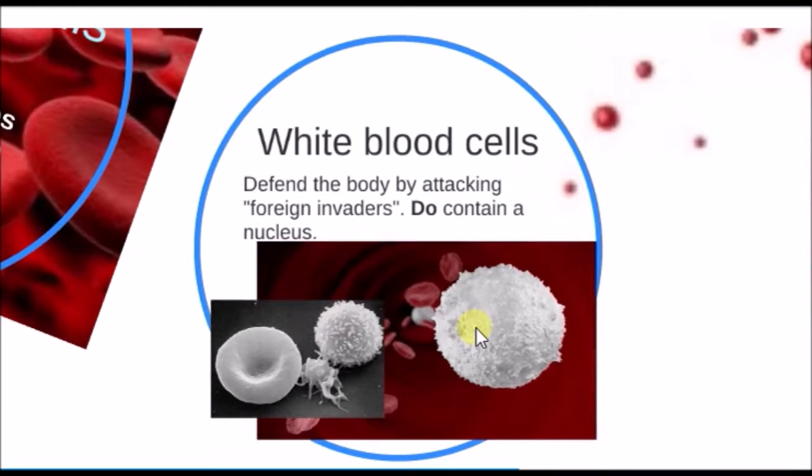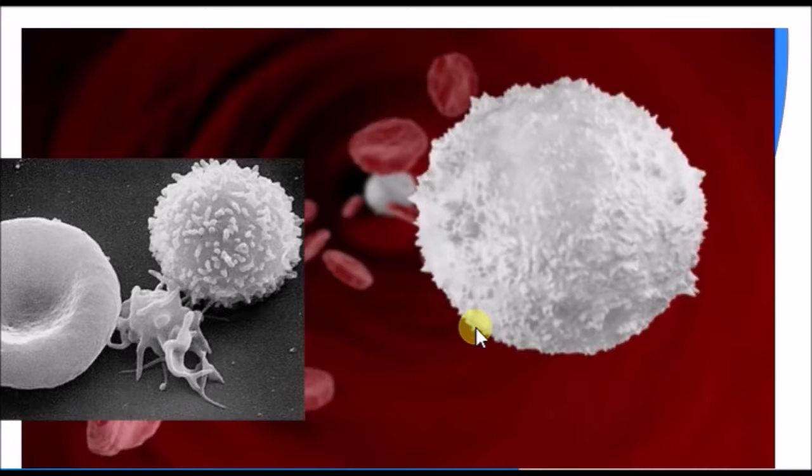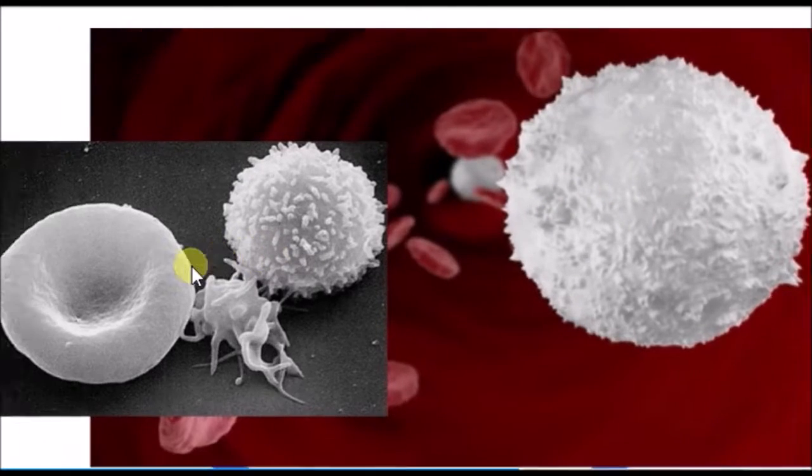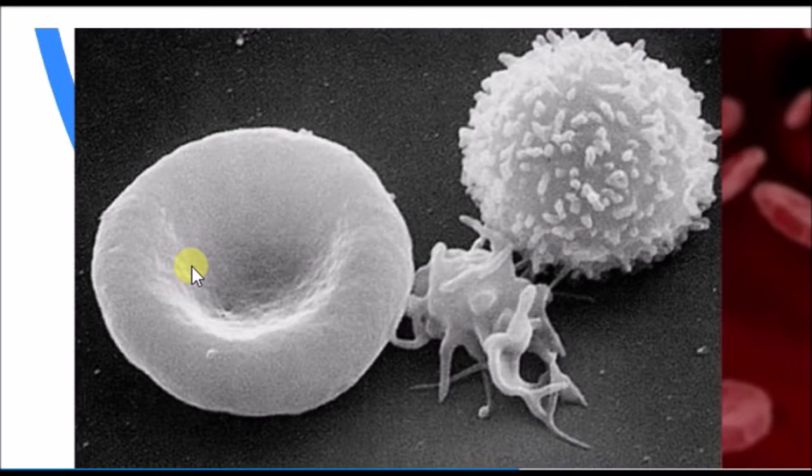So let's zoom in on some of these and see what they look like. So here we've got the red blood cells in the background. This is kind of an artist's rendition. This is actually a photograph. It's black and white. So it's kind of weird here, but this is actually a red blood cell. So I know it all looks white because it's black and white. This is your red blood cell. This over here is your white blood cell. And then this little cell is actually a platelet.